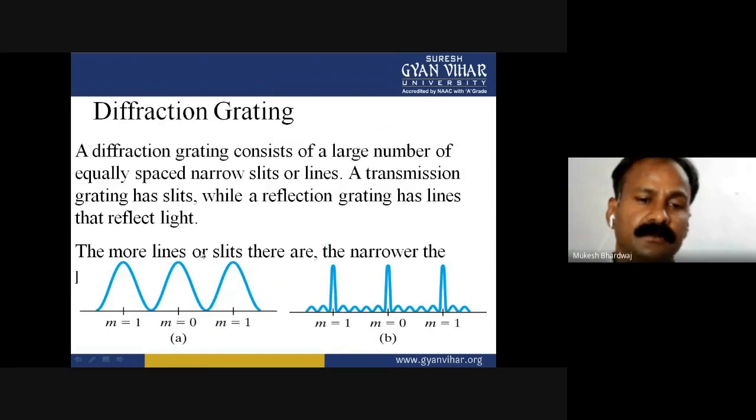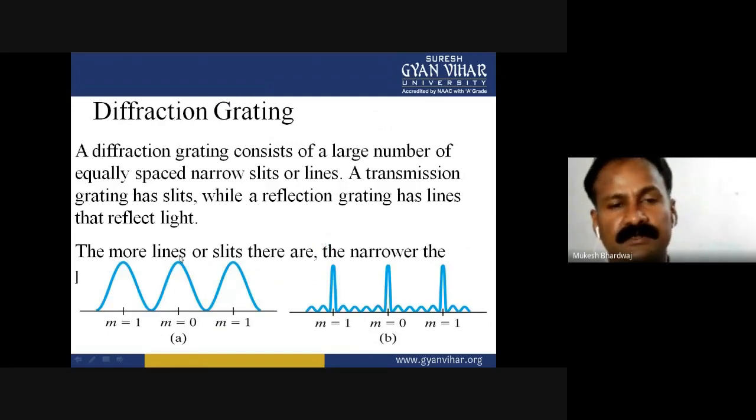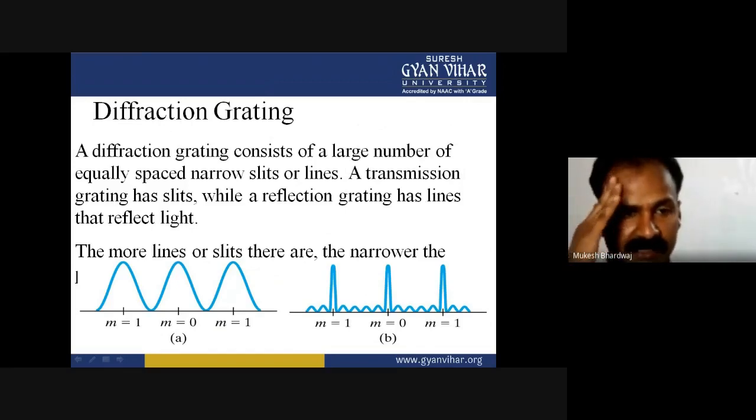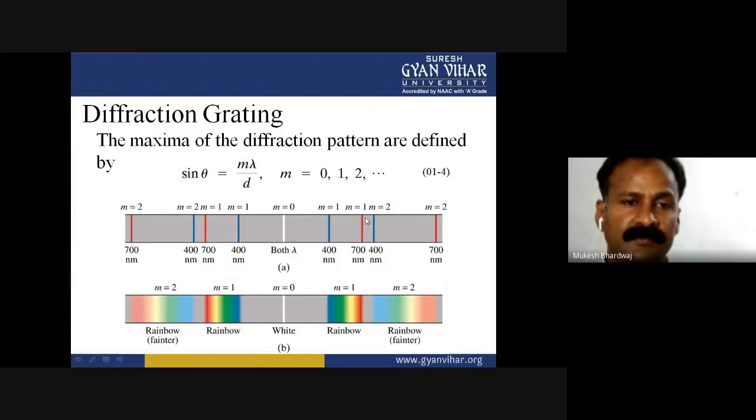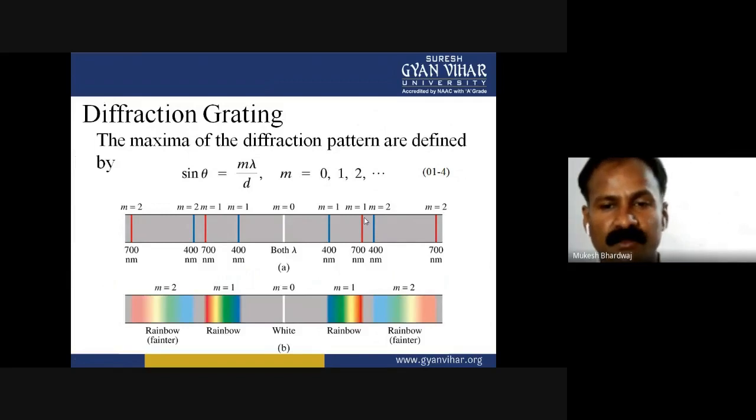Diffraction grating. A diffraction grating consists of a large number of equally spaced narrow slits or lines. A transmission grating has slits, while a reflection grating has lines that reflect light. The more lines or slits there are, the narrower the maxima of the diffraction pattern. They are defined by sin theta equals m lambda by d, and these are the fringes obtained.